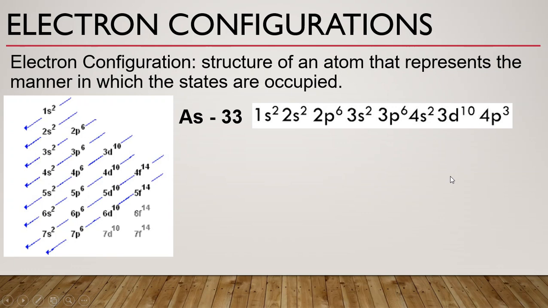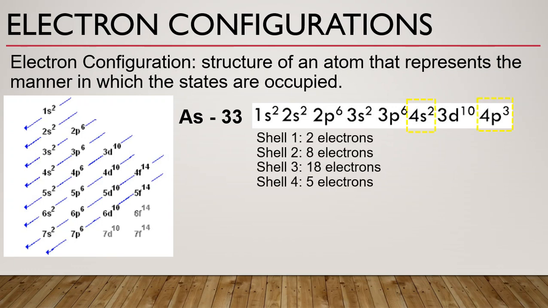Make sure that the sum of electrons in each state is equal to the atomic number. And to know the valence electrons, we need to sum the number of electrons in each shell. In shell 1, 2. In shell 2, 2 plus 6 is equal to 8. In shell 3, 2 plus 6 plus 10 is equal to 18. And in shell 4, 2 plus 3 is equal to 5. And that is the valence electron.